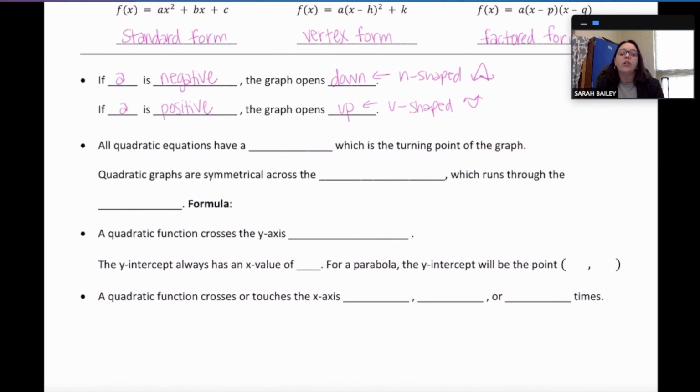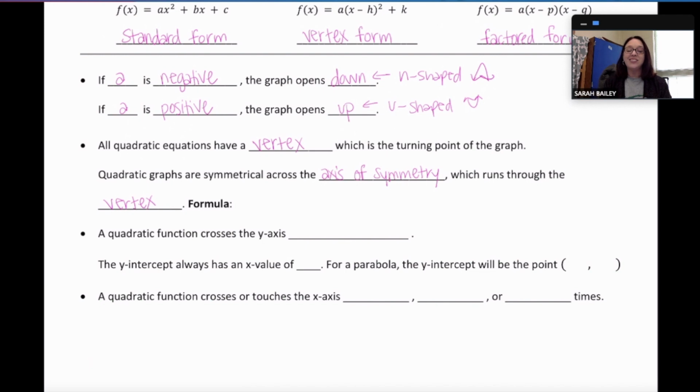All quadratic equations have a vertex, which is the turning point of the graph. You might think of it as a maximum point or a minimum point, depending on how the parabola is opening. Quadratic graphs are symmetrical across the axis of symmetry, and we'll talk about that in a minute. And that runs through the vertex.